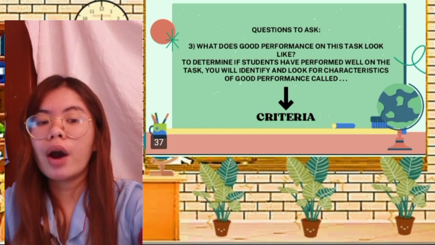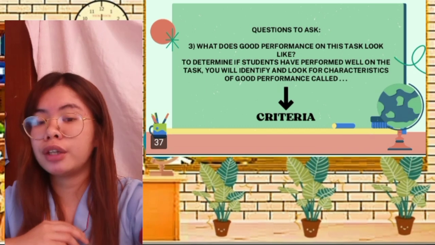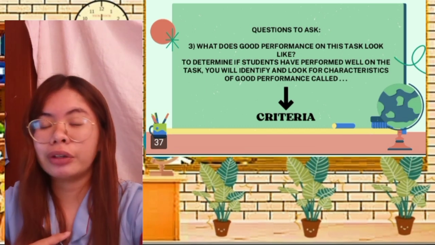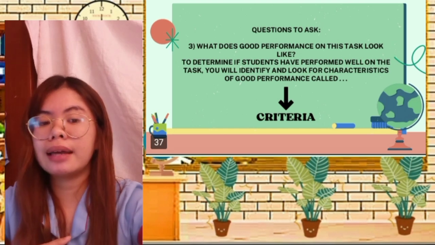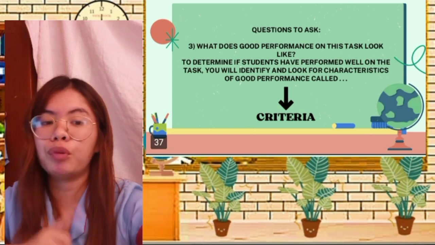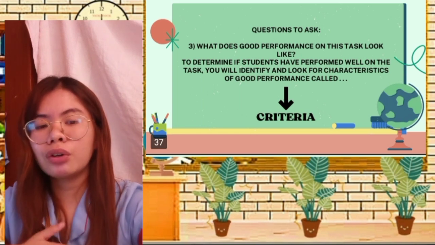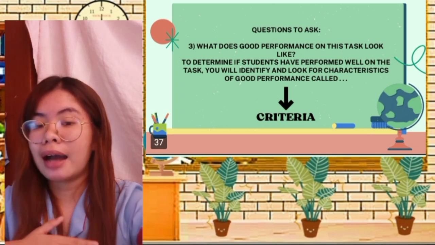So, in step 1, naka-identify na ka what your students should know and be able to do. In step 2, you selected a task that students would perform or produce to demonstrate that they have met the standards from step 1. For step 3, you want to ask, what does good performance on this task look like?